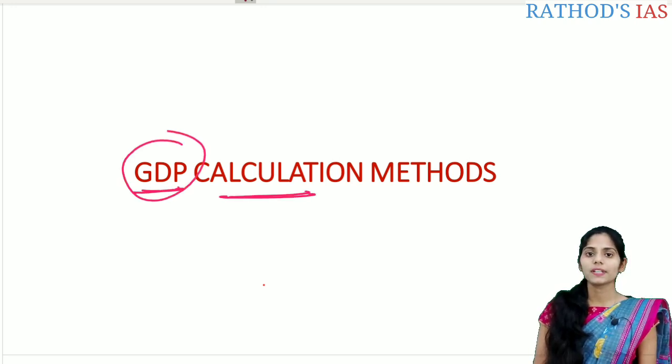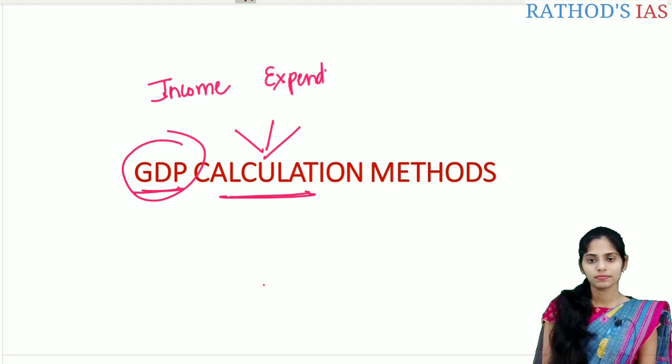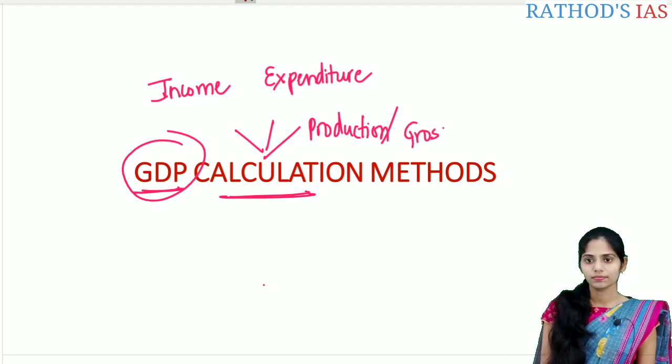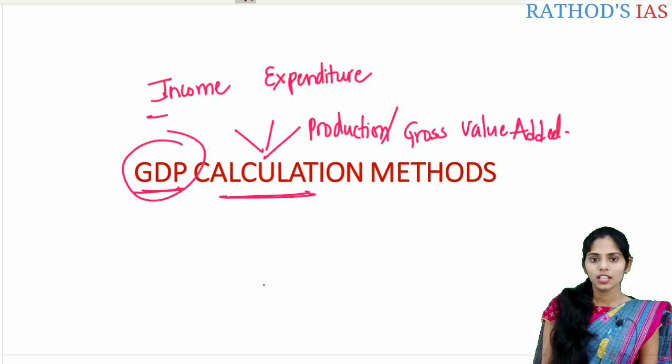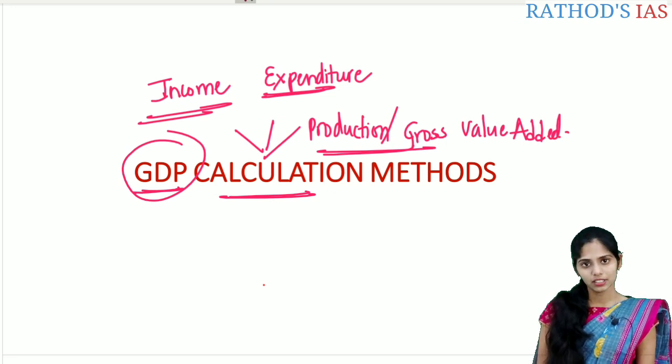If you see in these GDP calculation methods, we are going to see three important methods. First one is the income method. Second one is the expenditure method. And third one is the production method, which is also called the gross value added method. So in this lecture, we are going to discuss the income method, expenditure method and also the production or the gross value added method. Let us see some examples to understand these methods.